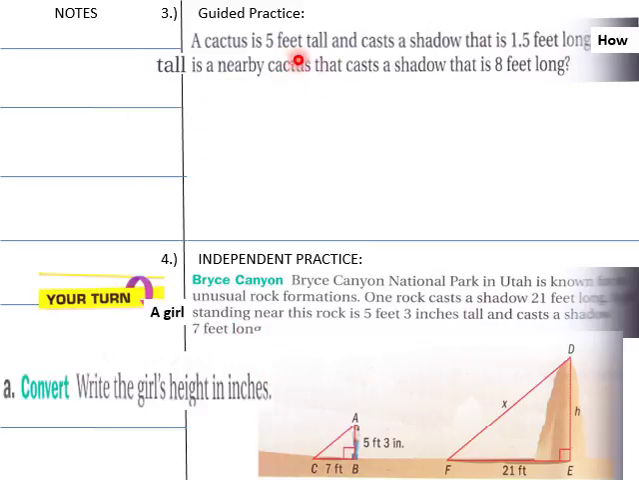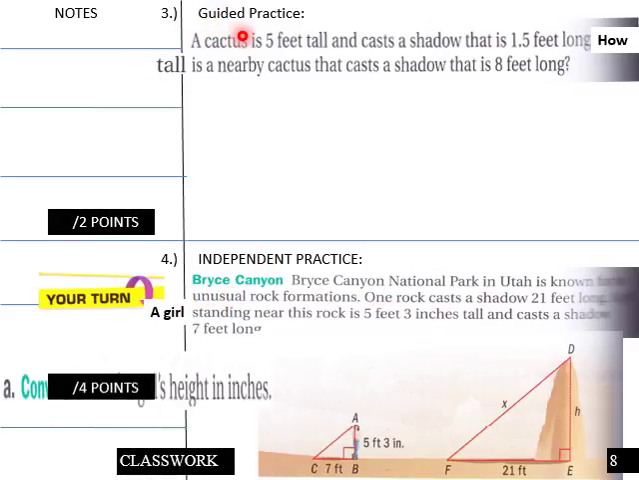Okay, a cactus is 5 feet tall and casts a shadow of 1.5 feet. How tall is the nearby cactus that casts a shadow of 8 feet? And then students, this is yours down here. You have the height of a girl, then the height of a rock. The rock's shadow is 21 feet long. A girl standing near the rock is 5 feet 3 inches and casts a shadow of 7 feet. So there's your proportion there for your independent practice.